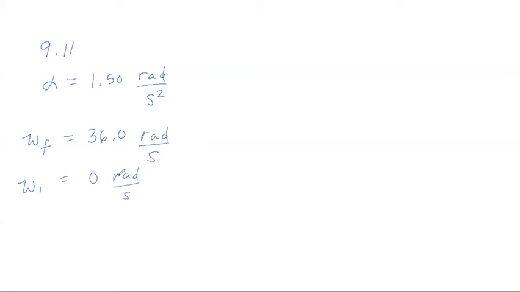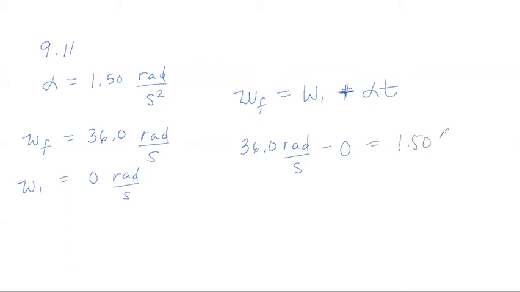And we can do this like we do those kinematic expressions where we have omega final equals omega initial plus alpha times time. So we've got 36.0 radians per second equals 0 plus, I'm sorry, that's plus, 1.50 radians per second squared times t. And if I do the math on that, I'm going to get 24 seconds. Okay, that was 9.11 part A.